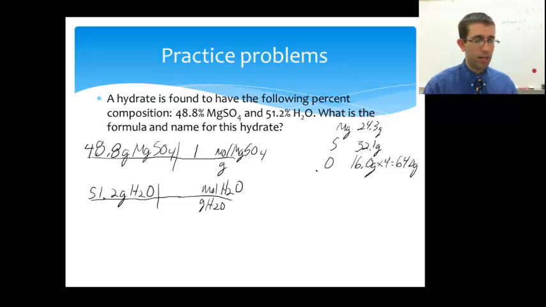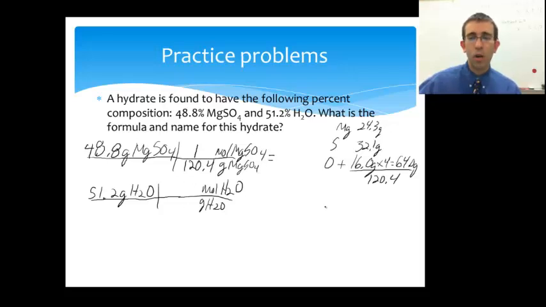I'm going to grab my calculator to be able to do this. So 24.3 plus 32.1 plus my 64. And when I added these up, I got 120.4. So 120.4 grams of magnesium sulfate goes down here.